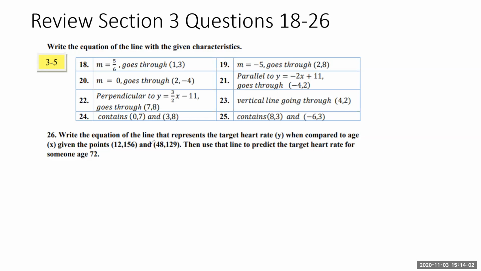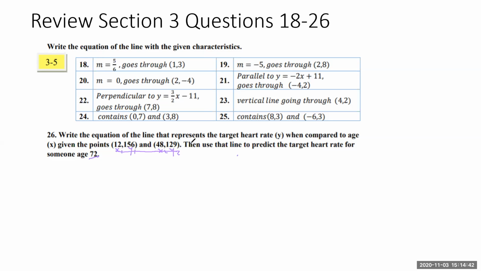So it says, write the equation of the line that represents the target heart rate, y, when compared to age x, given the points 12, 156, and 48, 129. Then use that line to predict the target rate for someone age 72. Okay, so pretty much this is a fancy way of saying find the equation between these 2 points, and then we're going to plug in 72 as x to find out what our y is. So I'm going to go ahead and label these. So we have x1 and y1, and then we have x2 and y2.